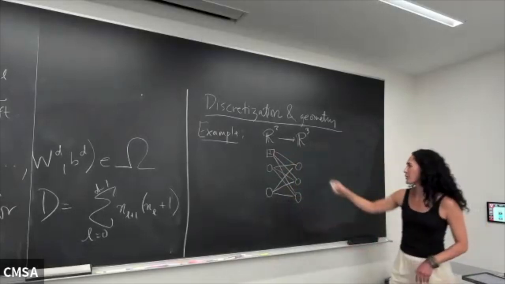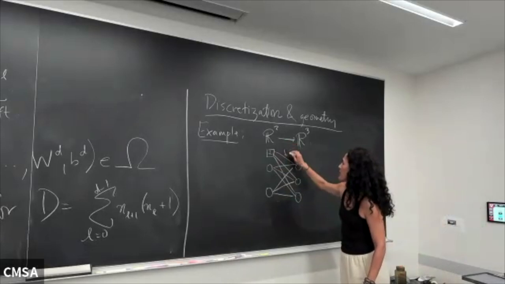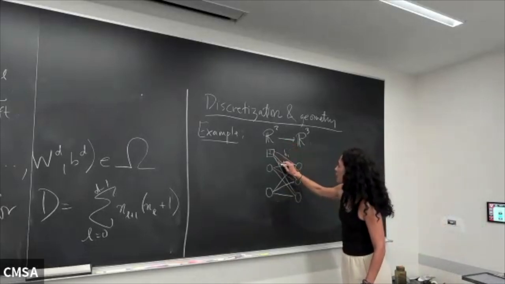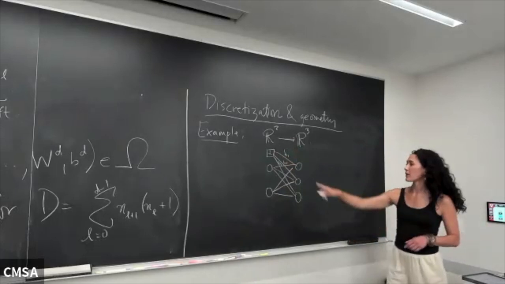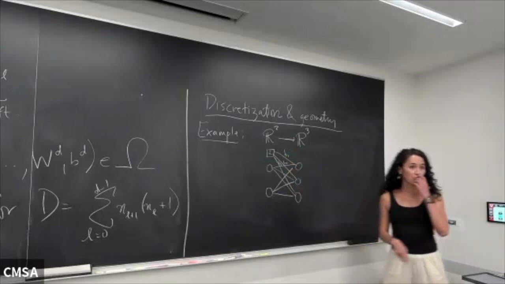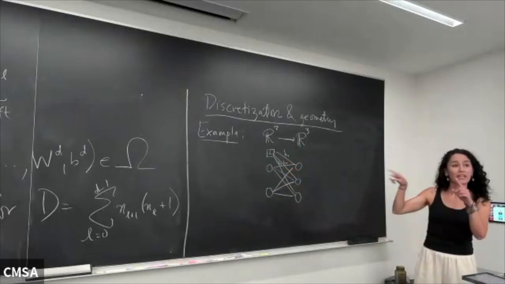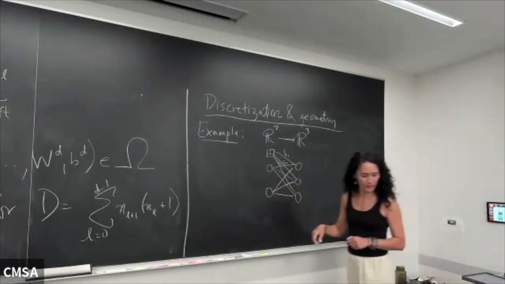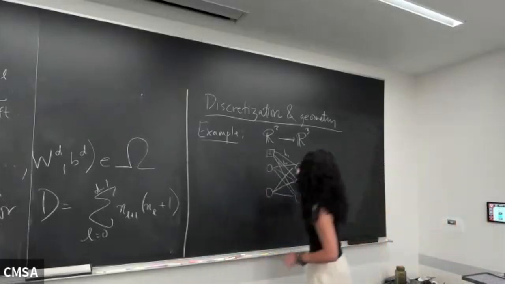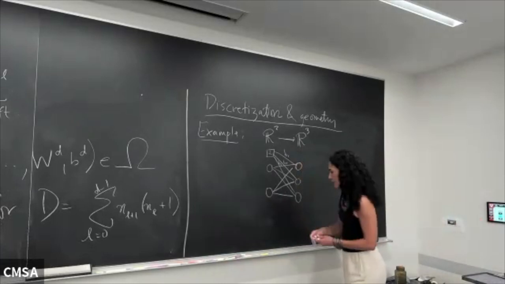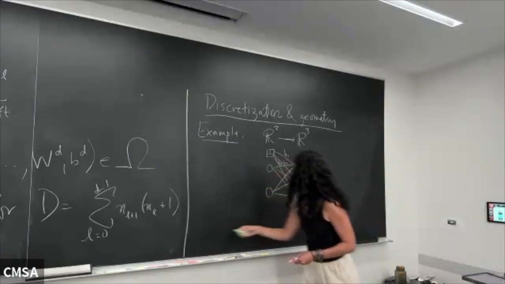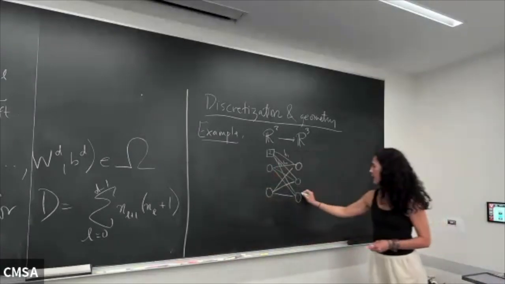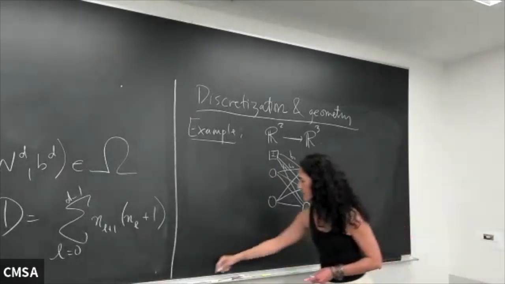And then you start recording these biases. I should have color coded this. And then also the weights on the edges. So these are the entries of the matrix. Okay, so let me actually do some color coding here, to match what I did in my notes.